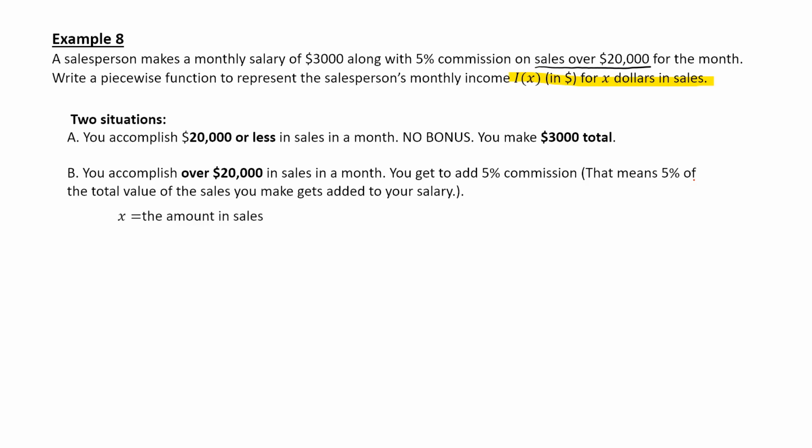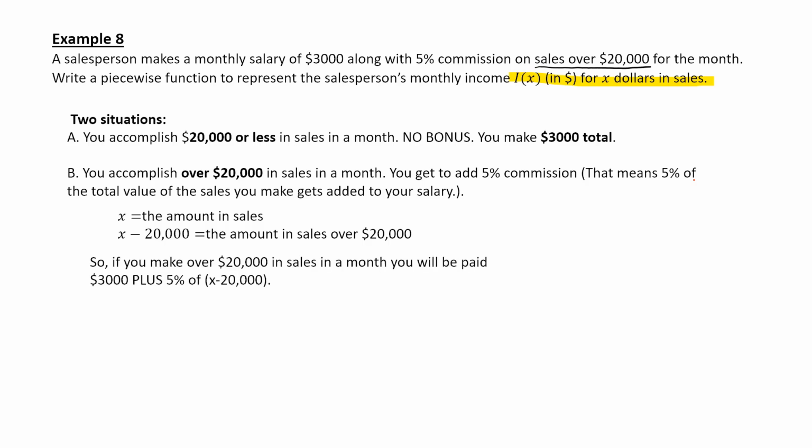So X is the amount they sell. X minus 20,000 is going to be the amount in sales over 20,000. Okay. So what's going to happen? If you make over 20,000 in sales, you're going to get paid 3,000 plus the extra 5% of whatever you sold over 20,000. So the piecewise function is going to look like this. I of X, so your income on X is the amount you sold, the value of the products you sold that month.